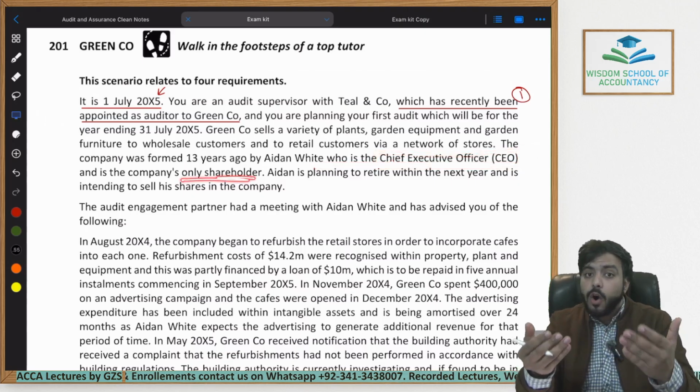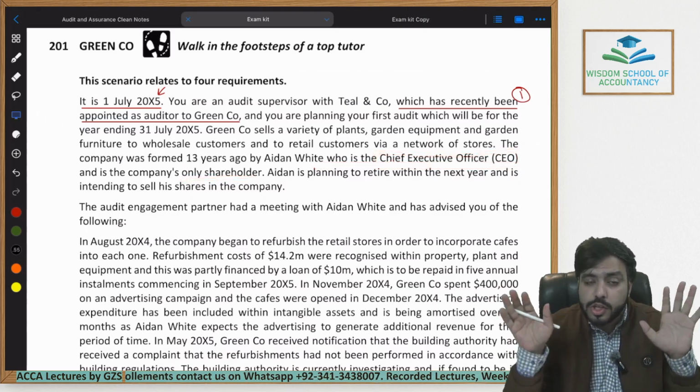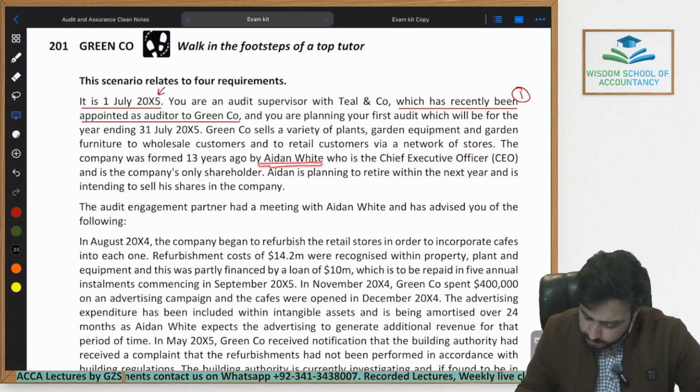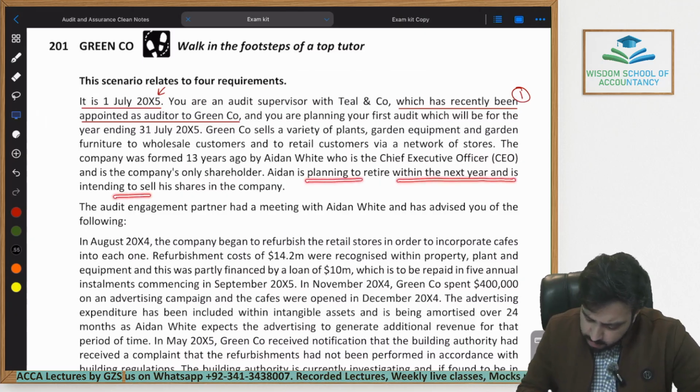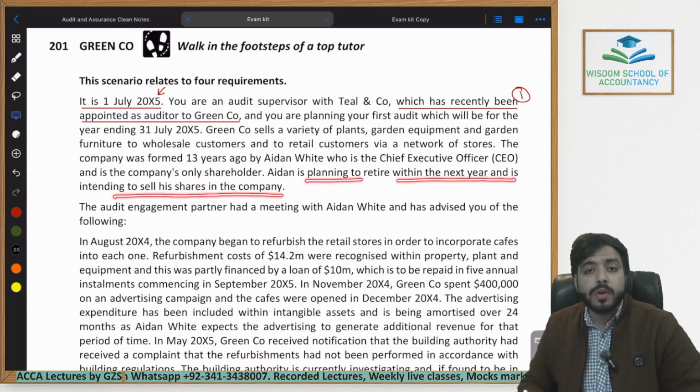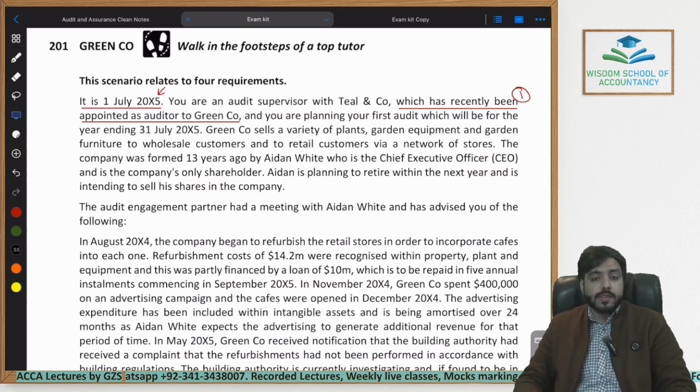and is the company's only shareholder. So he owns all of the shares. 100% of the shares are owned by this person, Aidan White. He owns all the shares. Aidan is planning to retire within the next year and is intending to sell his shares in the company. Okay, so this is a huge risk again.